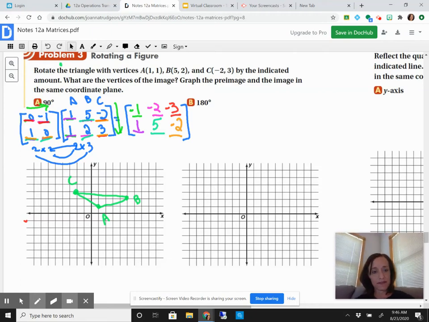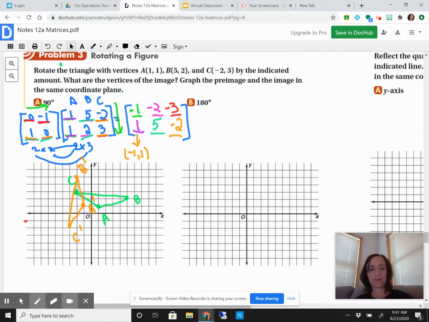Now I'm going to plot this, and I'll use orange. My points then are, this point right here is negative 1, 1, and so forth. So negative 1, 1, that's A prime, then negative 2, 5 is B prime, and negative 3, negative 2 is C prime. I didn't write the letters in right away because sometimes, if you write the letters too soon, you might have a line going right through the letter.